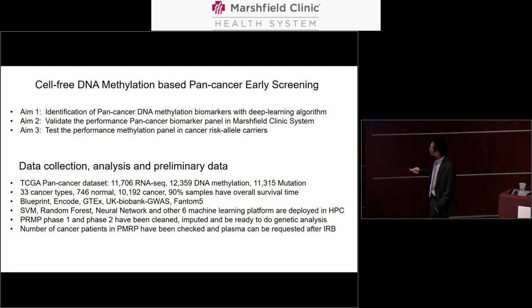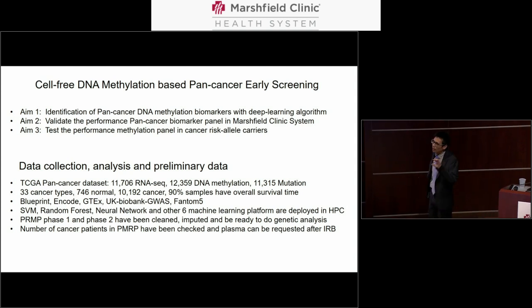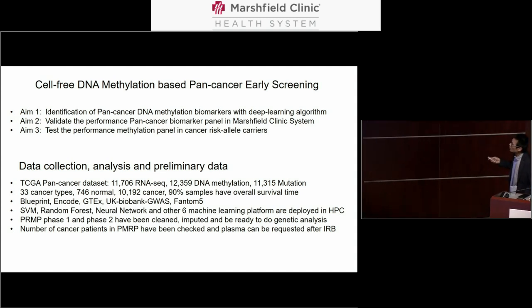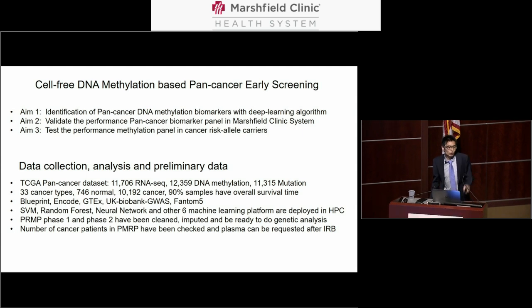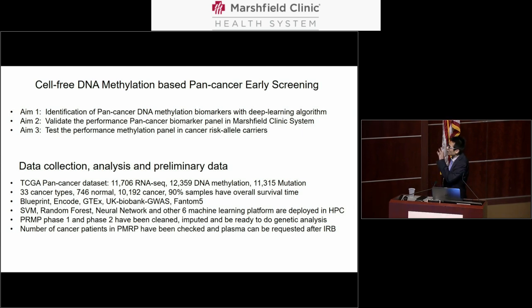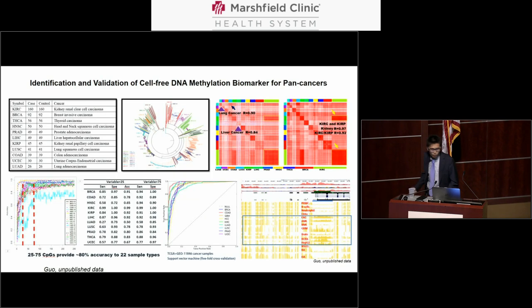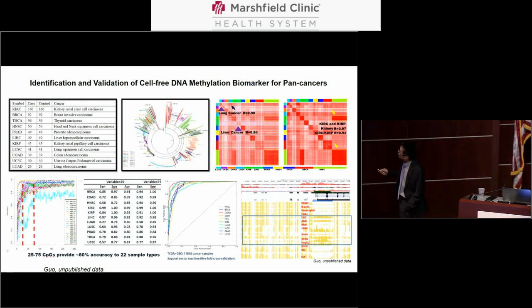The machine learning and deep learning platform is already done for me. You can see I have lots of this data. Some of this work is already on the way, and some can be started very quickly. So let me show some preliminary results.